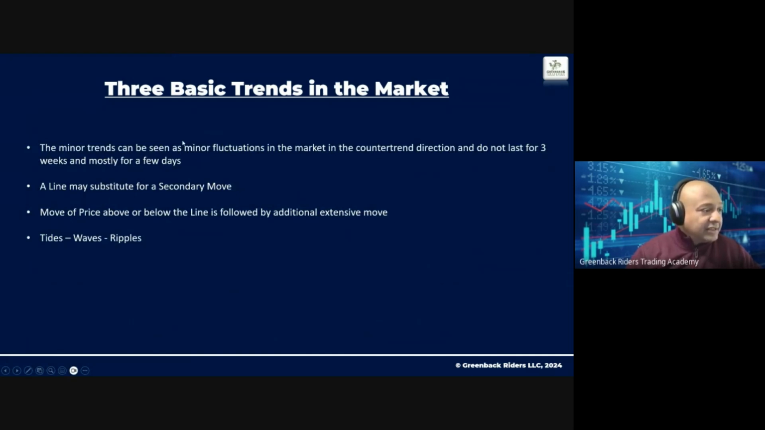The minor trends can be seen as minor fluctuations in the market in the counter trend direction and do not last for 3 weeks, mostly just a few days. Now, when we say there will be a couple of legs, it can be sideways or it can go down. That is what he means by a line. When we look at the Dow theory's analysis, he calls it a line.